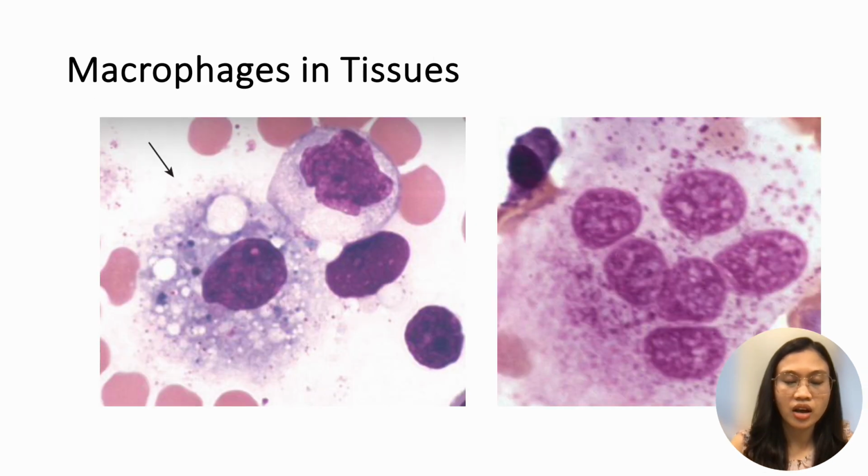So we have on this slide examples of macrophages present in select tissues and organs of the body. The image on the left shows a macrophage which is present inside the bone marrow, and the image on the right shows a macrophage present inside the bone. A general characteristic of macrophages is that they are generally larger than circulating monocytes.